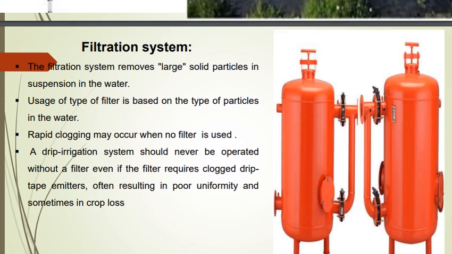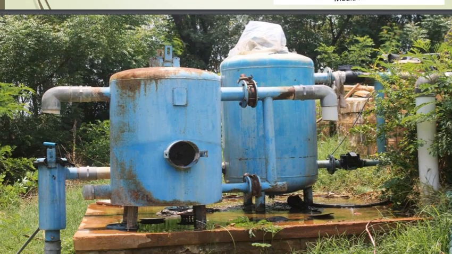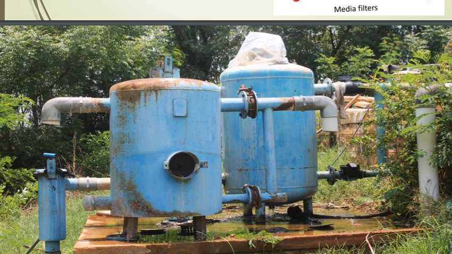Next is the filtration system. So the filtration system removes the large solid particles in suspension in the water. The type of filter used is based upon the type of particles in the water. Rapid clogging may occur when no filter is used. A drip irrigation system should never be operated without the filter, because clogged drip tap emitters often result in poor uniformity and sometimes in crop loss. So these are the filters.